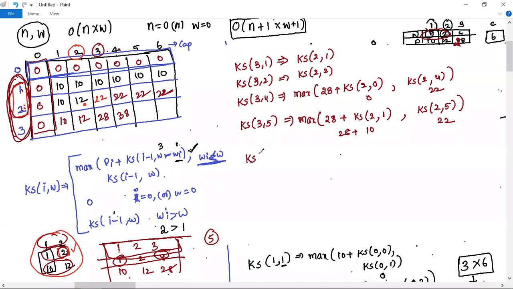Next, case of 3 comma 4 is how much? 28 only, right? Case of 3, 2 is 2, 2. One minute. 3, 2 value is 12. Okay, 3, 3 I missed it. Let us take case of 3, 3 also first. Case of 3, 3 will be what? Case of 2, 2 only, right? It will also be 12.